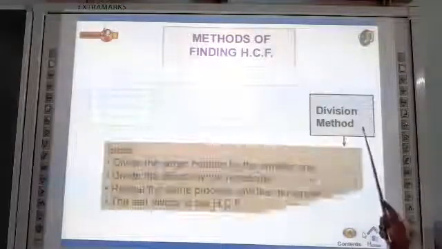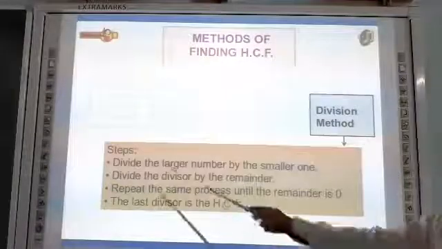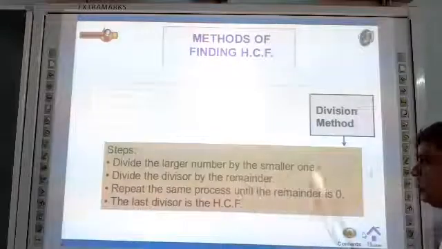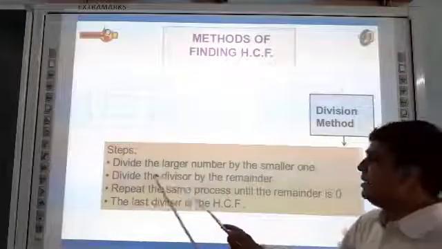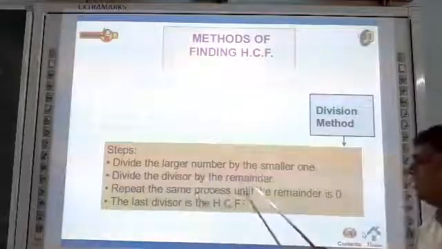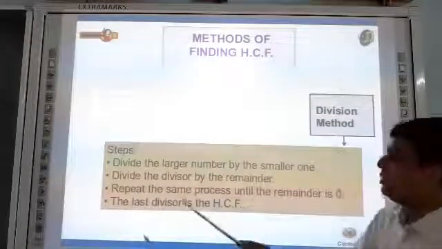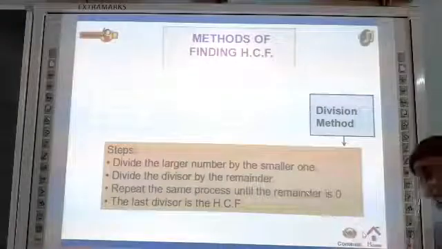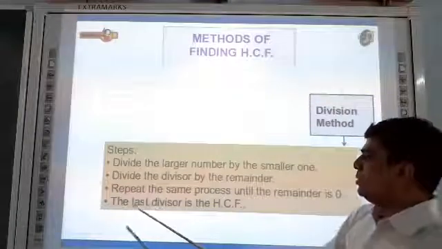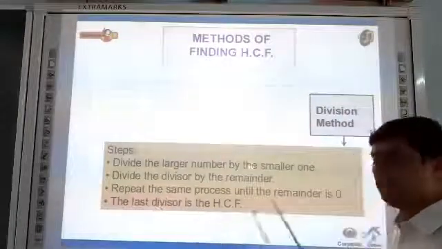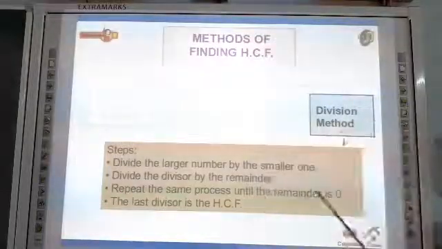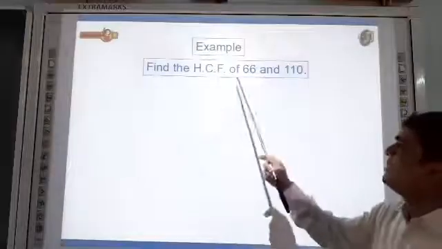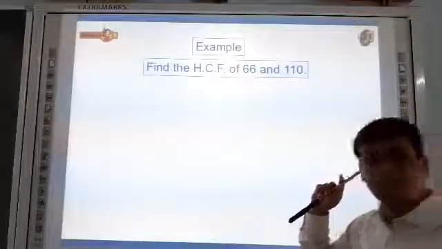Now third method, division method. Steps: first, divide the larger number by the smaller one. Second, divide the divisor by the remainder. Third, repeat the same process until the remainder is 0. The last divisor is the HCF. For example, find the HCF of 66 and 110.